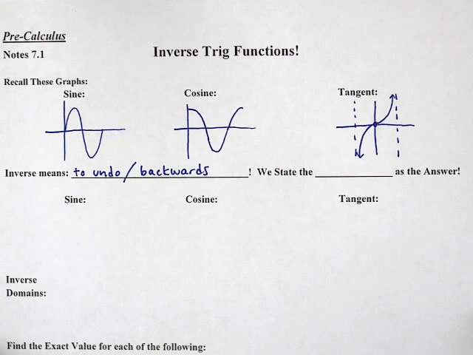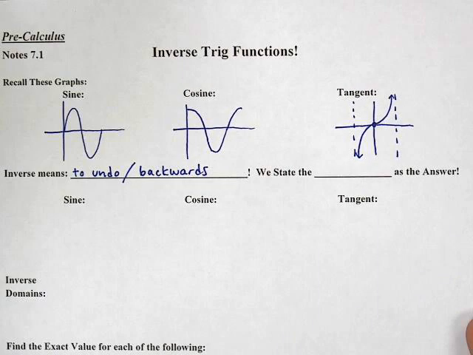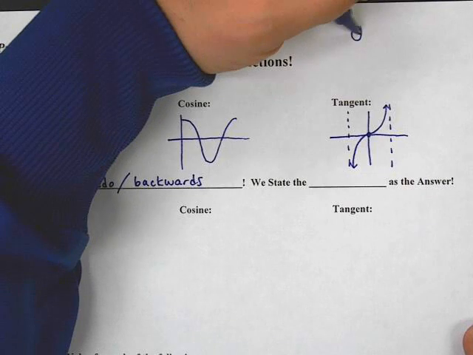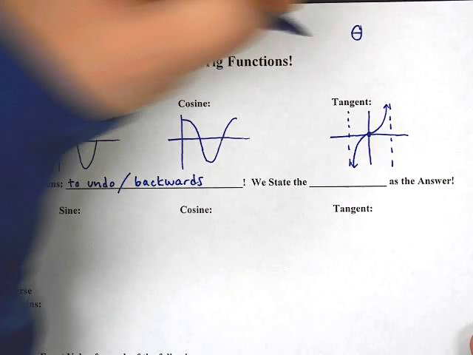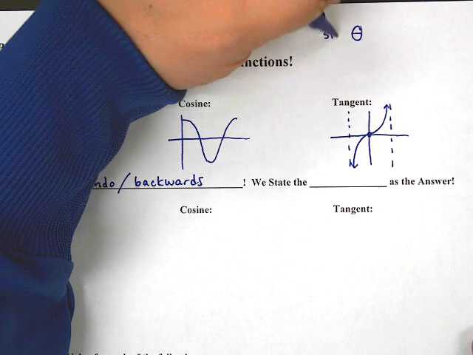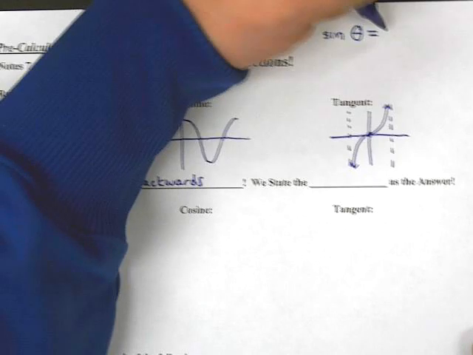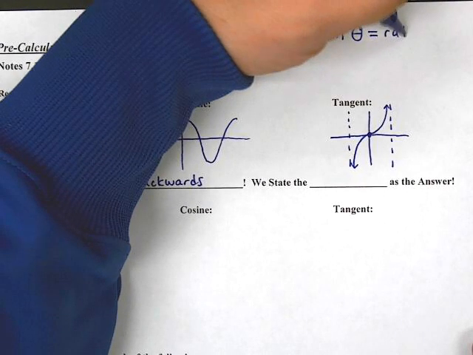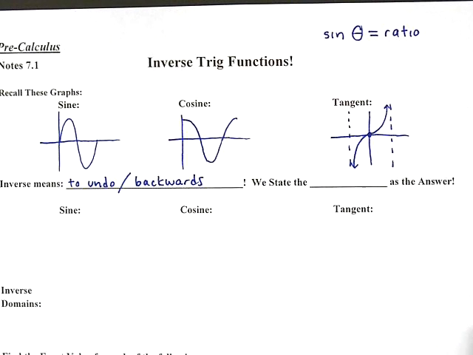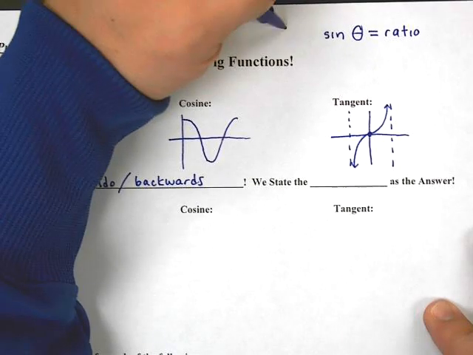Think about what we were doing. I would give you an angle, and then I would say find the sine of it. And your answer would be a ratio. Correct? Yes? This is chapter 6 thinking.